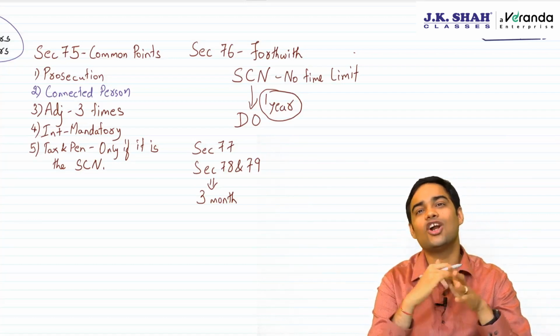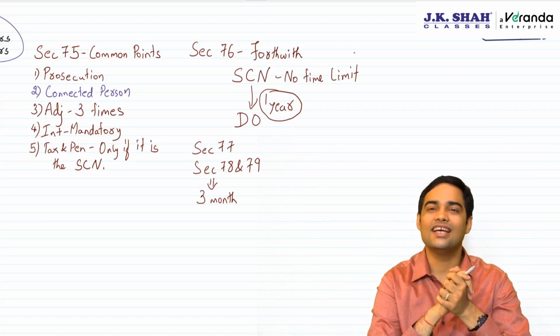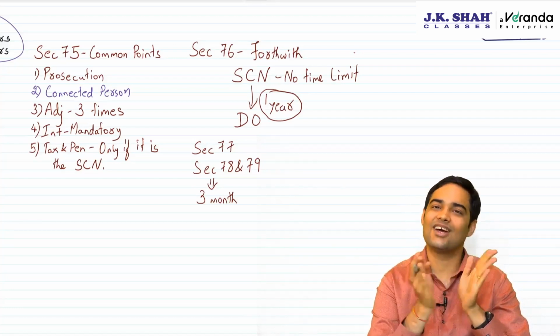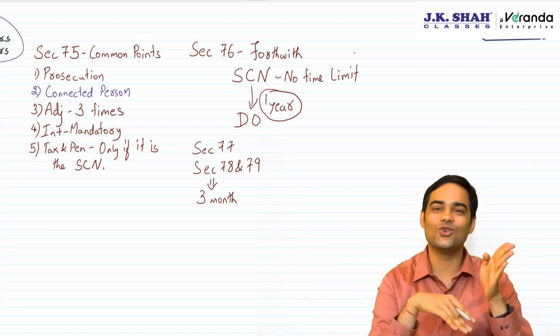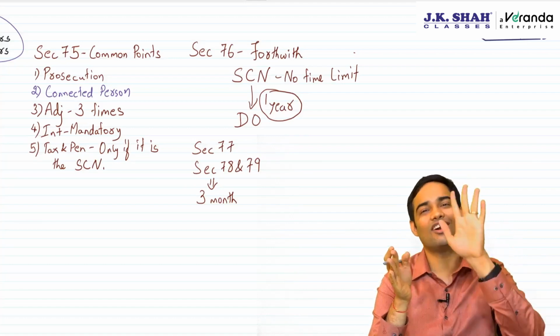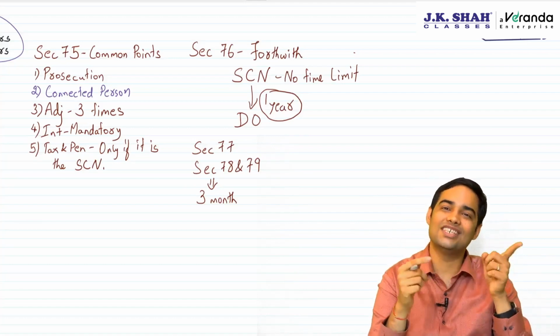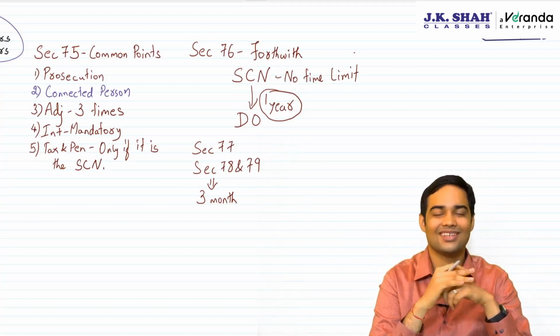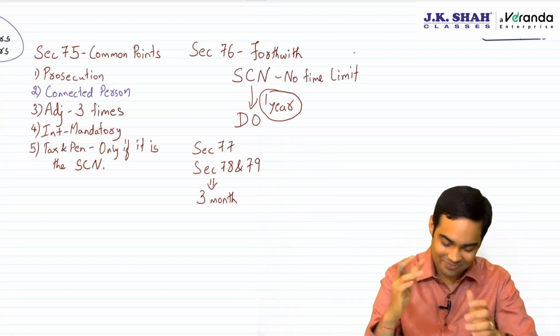And suppose you are not able to recover the entire amount, then it will be shared between the central government and the state government. Suppose the due was 10 lakh and 10 lakh. If you recover only 5, then both will share 2.5. The law has clearly provided for it.